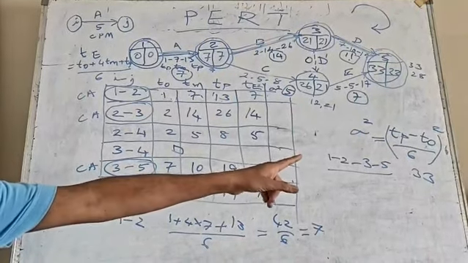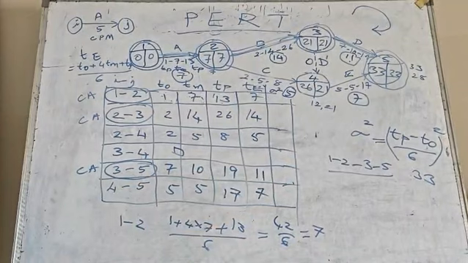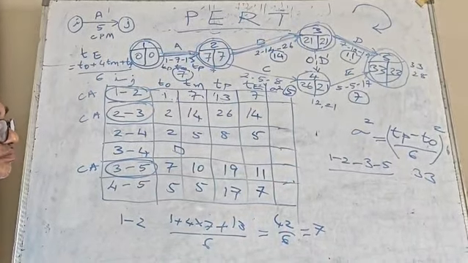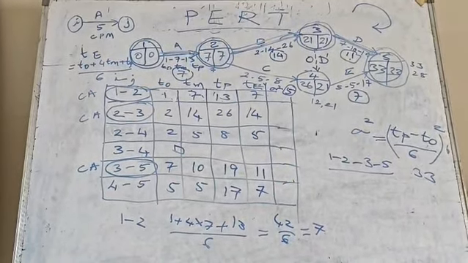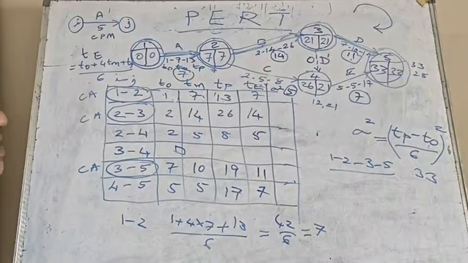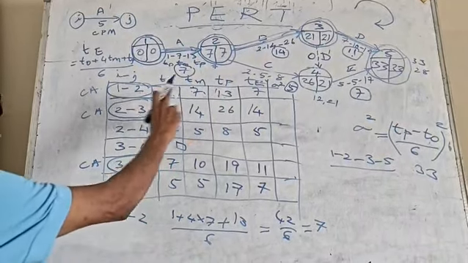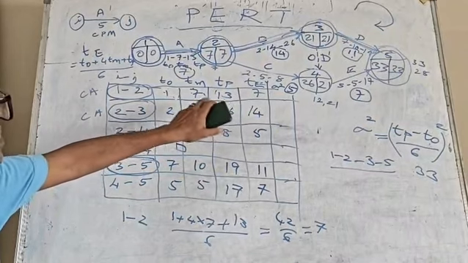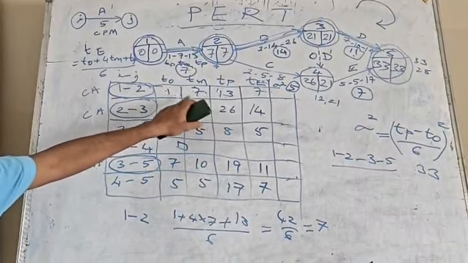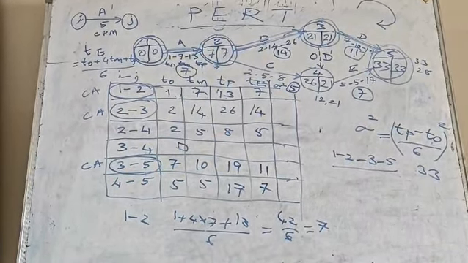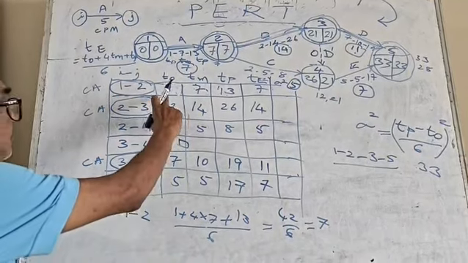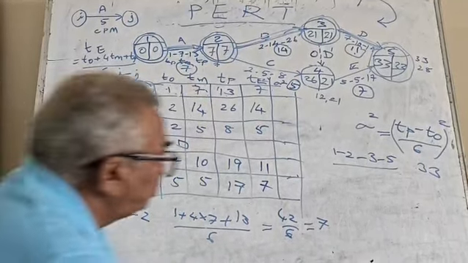Why? Because we need to calculate the variance. That is the reason why I am marking the critical path. Now variance is Tp minus T naught, for the first thing. For example, 1 to 2: 1, 7, 13. So 13 minus 1 is 12. How much will it be? I will show for 1.